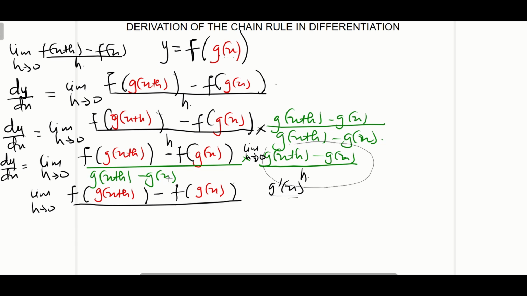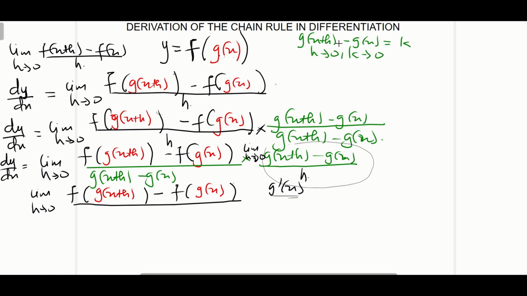But this whole denominator, because it's being clumsy, let's make it equal to some k. So where we are going to get what? My g of x plus h minus my g of x should be equal to some k. But we know as h is approaching 0, my k too should also be approaching 0.